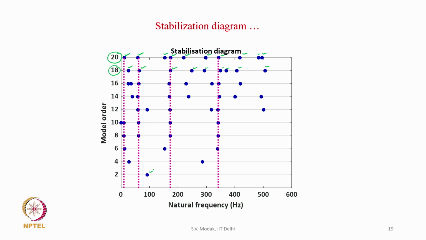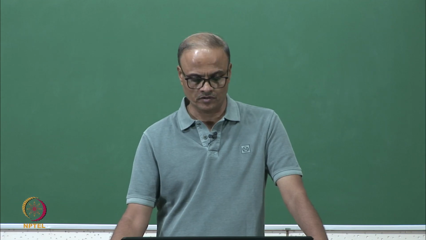So, what is the observation? We see that, for example, this frequency is consistently appearing here. For example, you can see all these frequencies are consistently appearing in all the runs, right. Similarly, these natural frequencies are also consistently appearing in all the runs. So, these frequencies are expected to correspond to the true physical modes of the system.